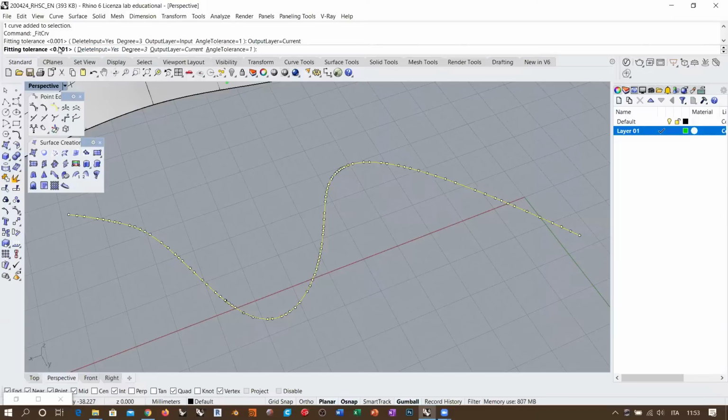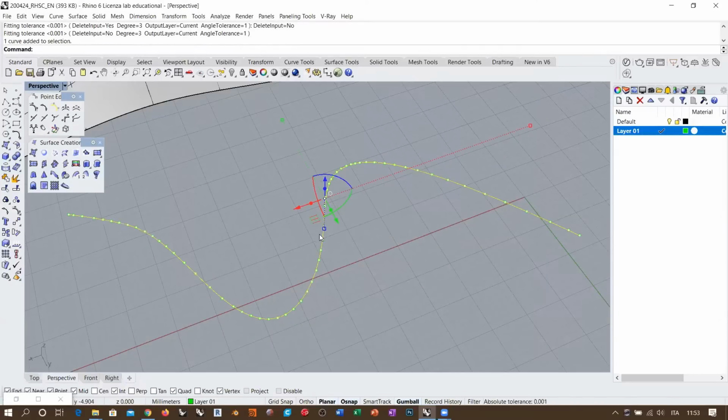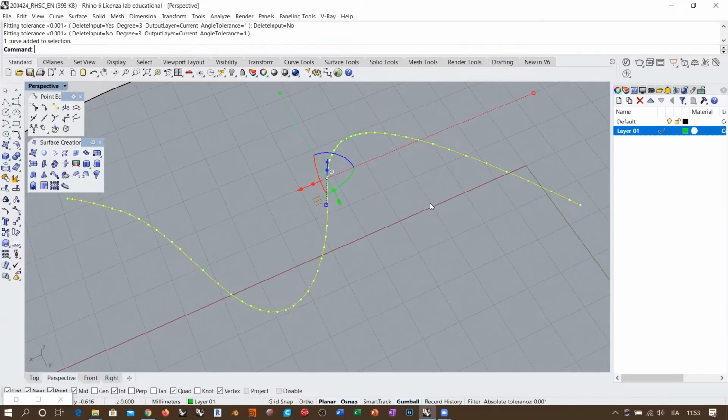So I leave the fitting tolerance at the absolute value. I'm not going to delete the input because I want the black line to stay on the default layer. Degree 3, I'm going to keep, because I don't want to change it, of course. Angle tolerance, we are not going to work with right now. Just concentrate on the fitting tolerance. If I hit enter, now I get two curves. See the control points of this curve. They are extremely regular.